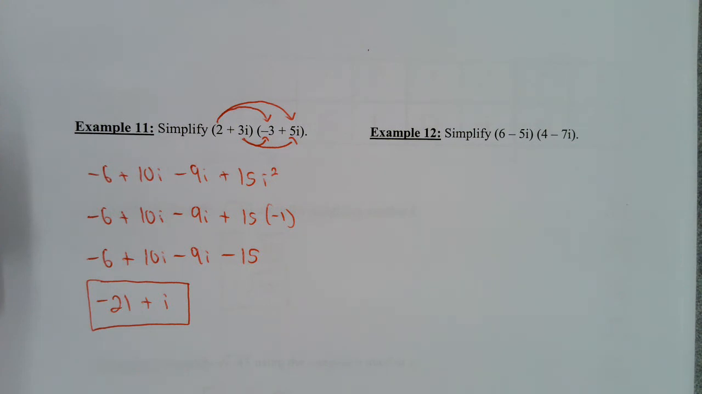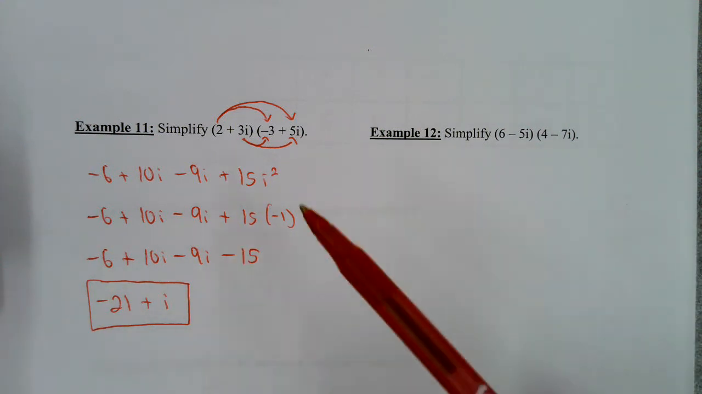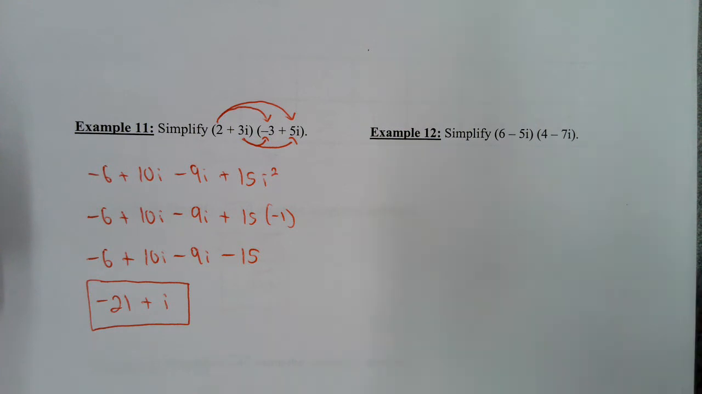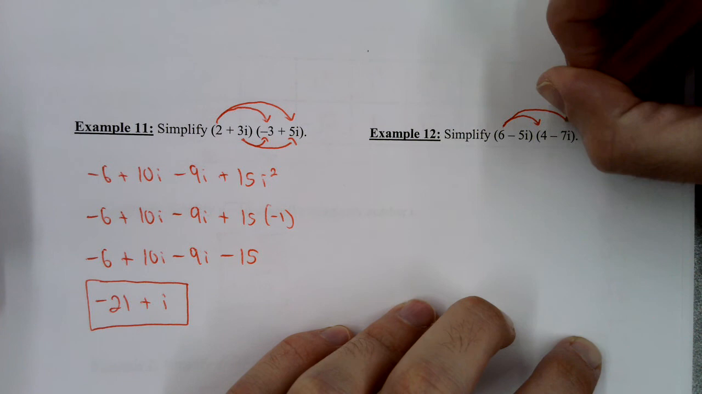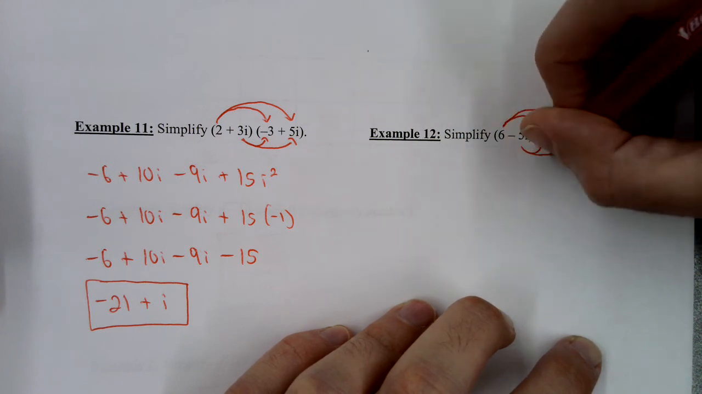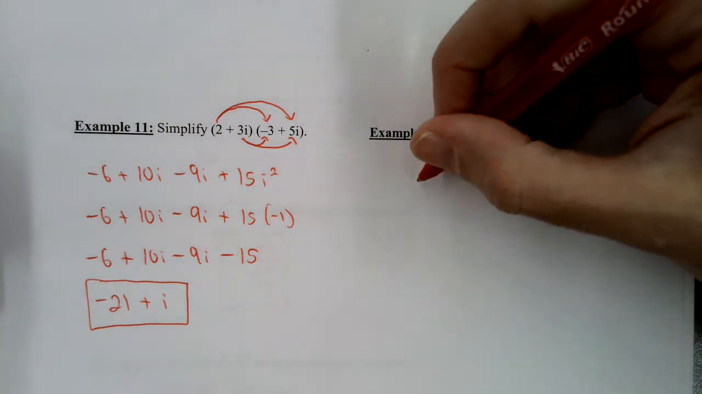Example 12 is the same thing as example 11. So if you understood 11, try 12 on your own first. Maybe pause the video. Otherwise, we're going to distribute twice. Okay, so 24 minus 42i.